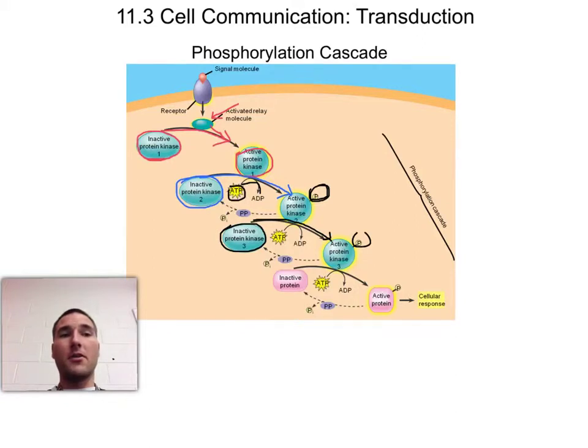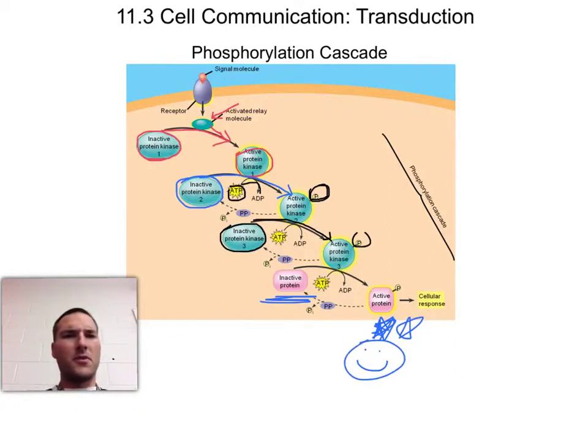Protein kinase 3 going through the same process, and this could go on for a whole lot of steps. But eventually we're going to get to a protein kinase whose job is to phosphorylate some protein, usually an enzyme, but some protein that is required to start our cellular response, to actually do what we're supposed to do. Then we have our active protein, and that'll go into our step 3, the cellular response.